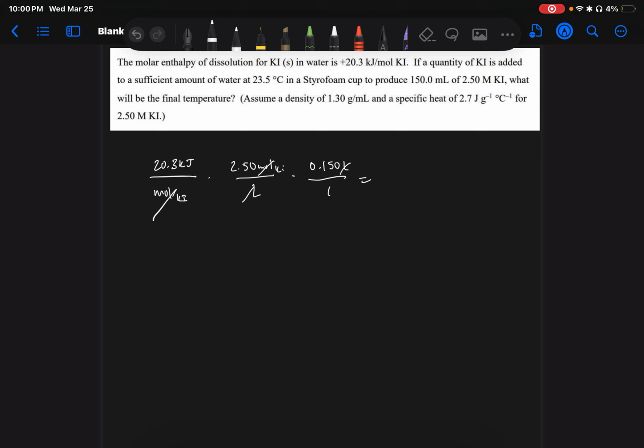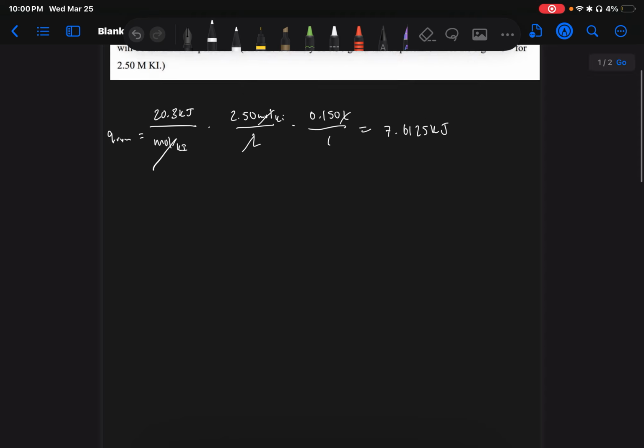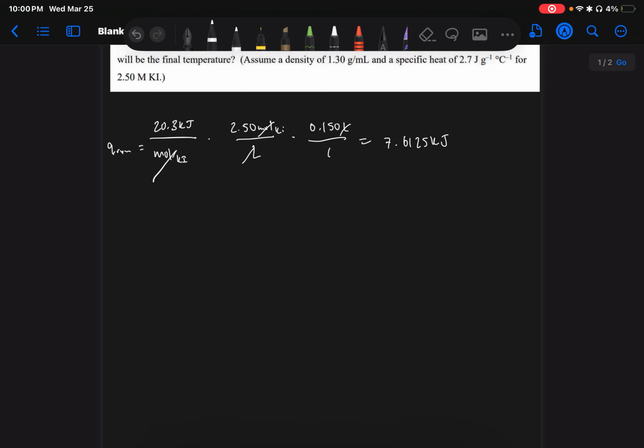So what you should get is, let me just label this real quick, 7.6125 kilojoules. Okay, so Q reaction is 7.6125 kilojoules. So Q cal will just be the opposite of that, because the calorimeter will absorb or emit, it'll just be the opposite of it.